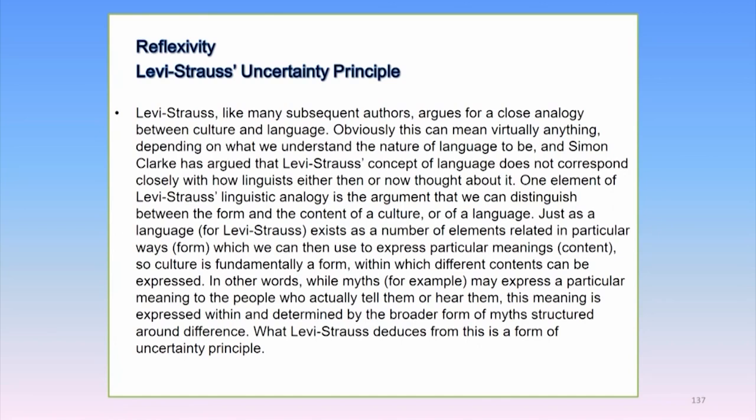One element of Levi-Strauss's linguistic analogy is the argument that we can distinguish between the form and the content of a culture or of a language. Just as a language, according to Levi-Strauss, exists as a number of elements related in particular ways, I mean the form, which we can use to express particular meanings, I mean the content. So, culture is fundamentally a form within which different contents can be expressed. In other words, while myths, for example, may express a particular meaning to the people who actually tell them or hear them, this meaning is expressed within and determined by the broader form of myths structured around difference or distinction. What Lévi-Strauss deduces from this is a form of uncertainty principle.